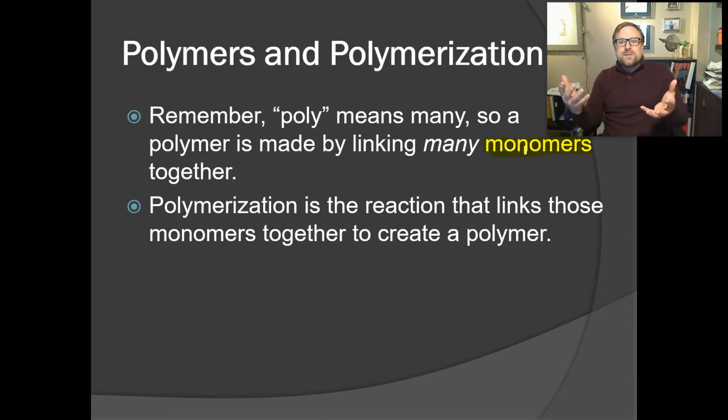How are we sticking them together? Well, we're running them through reactions. We might do an addition reaction. We might do a condensation reaction. We might do something else that we're not going to cover in this unit. So polymerization then is the reaction that links those monomers together to make a polymer. And maybe the suffix mer, think of it sort of as a unit. So a monomer is a one unit item. A polymer is a many unit item.